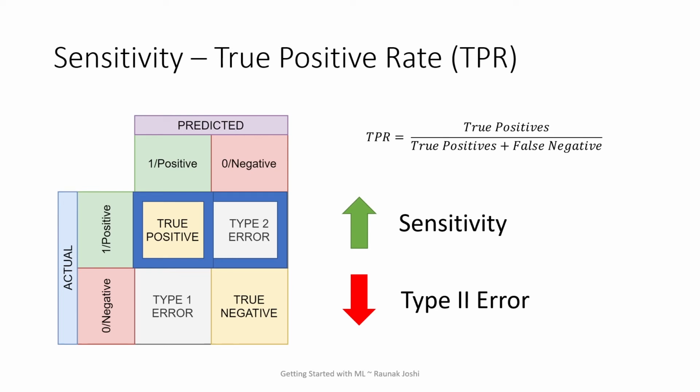Because they are trusting your product, and you have to be very, very sure of the information that you're providing them. In this scenario, type 2 error needs to be handled at any cost. So this is where the sensitivity of your system needs to be very, very high.